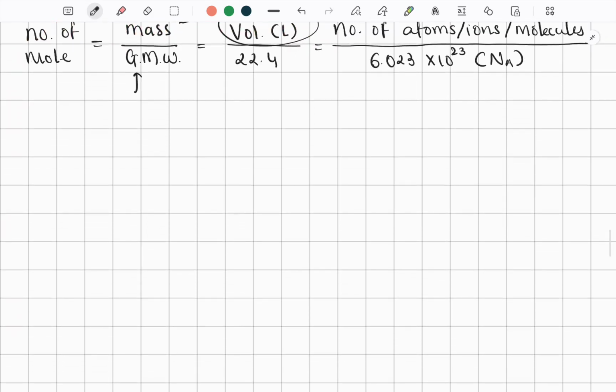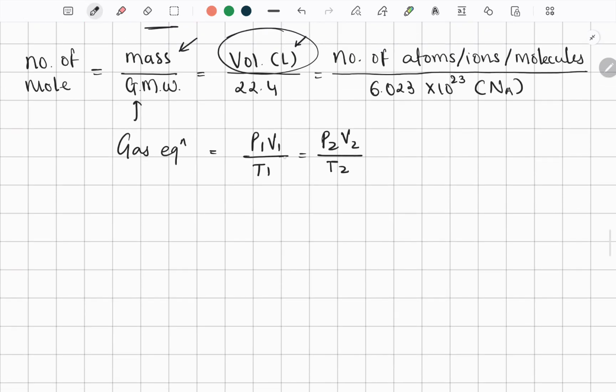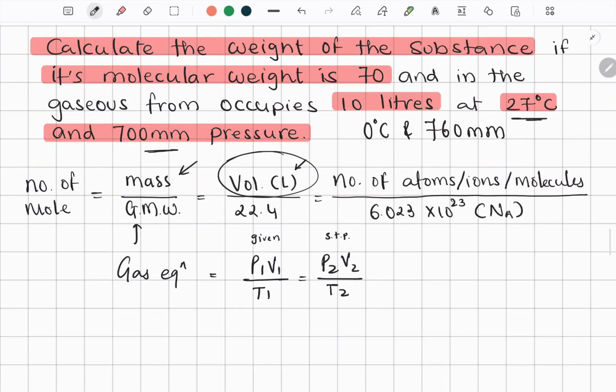Then we should use the gas equation. So what is the gas equation? The gas equation is P1 V1 upon T1 equals P2 V2 upon T2, where we assume that P1, V1 and T1 are at the given conditions, and P2, V2, T2 are at the STP condition. Let's see what we should do.